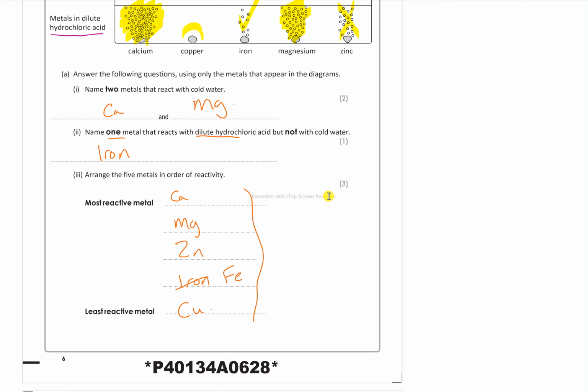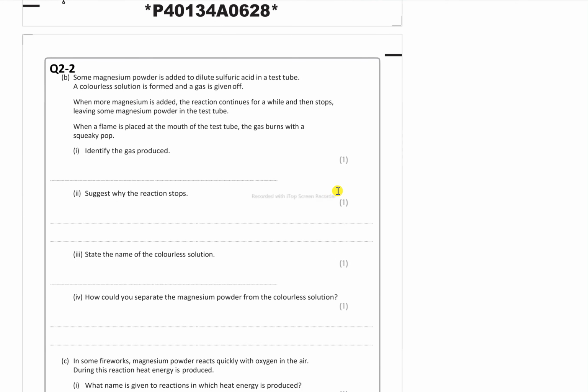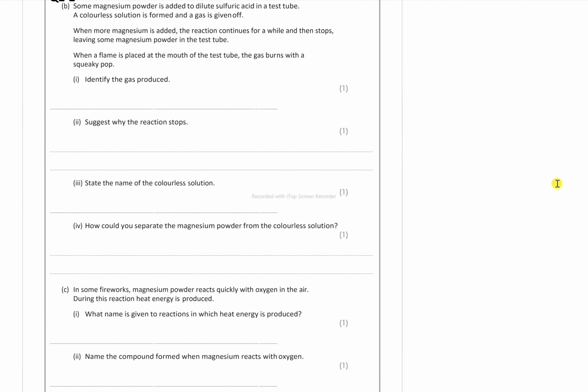I'm just flexing my chemistry knowledge of the periodic table. Don't worry about it. Too much TikTok. Right, okay, let's keep going.